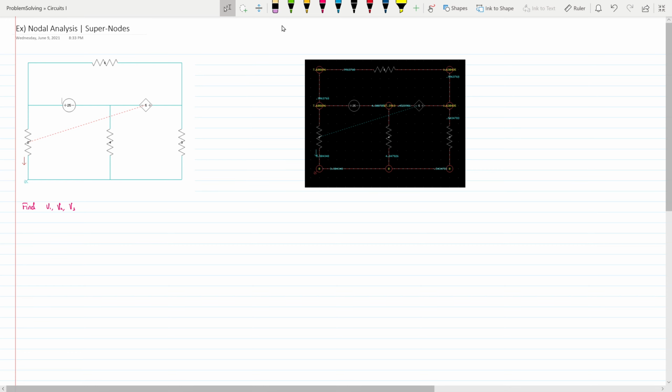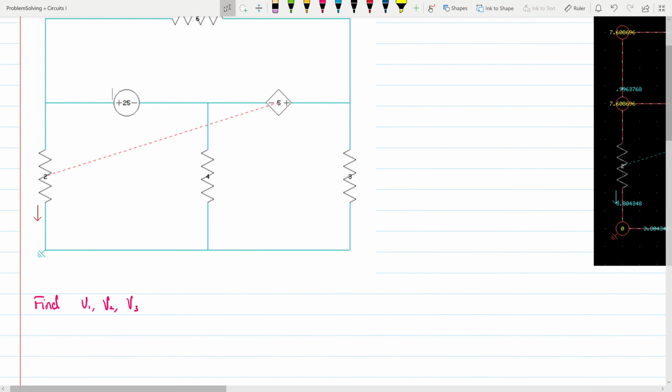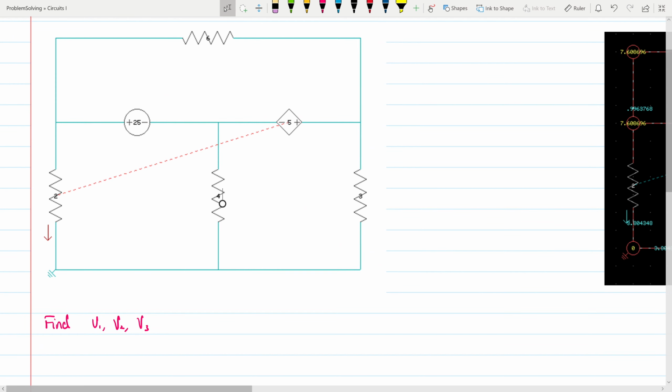Hi everybody, in this video we are going to go over an example of nodal analysis. Okay, so here is the circuit. We are going to solve for the voltages at nodes V1, V2, and V3.